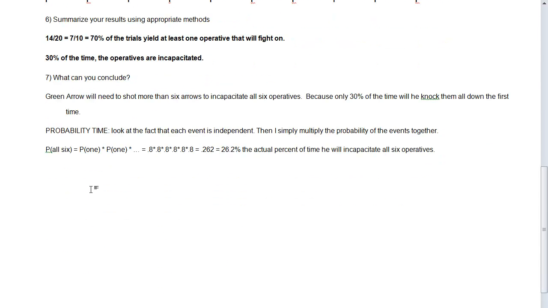All right, so I hope you understand this example and had fun with the green arrow narrative. I know I did, and that makes us happy.